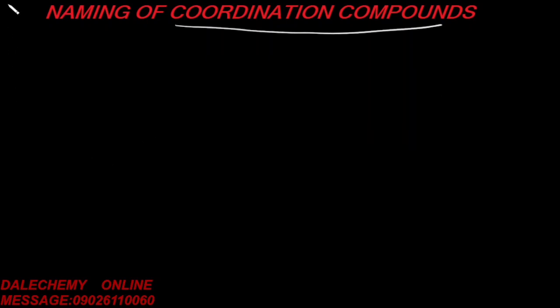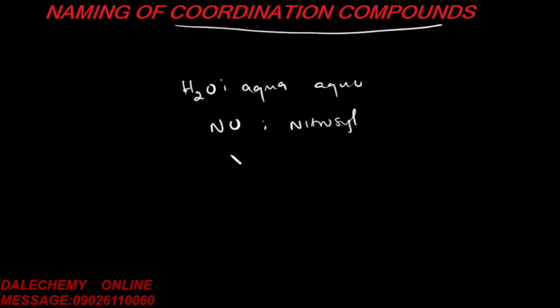And there are some ligands that have special names, like H2O. You call it aqua. And we have NO as well. Normally it should be nitrogen oxide, right? But you won't call it that, you rather call it nitrosyl. And we have CO, which should be carbon monoxide, but we rather call it carbonyl.